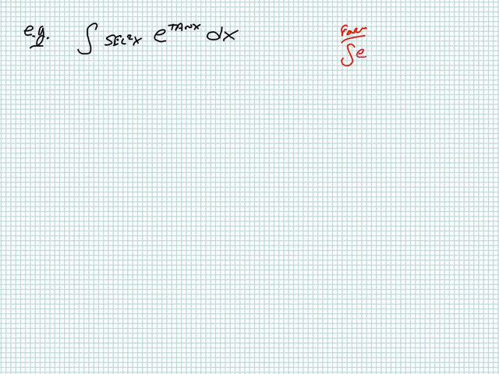The first example is let's do the integral of secant squared of x times e to the tangent of x dx. Okay, so here, if I look at this, I'm going to have the form of the integral of e to the u du, which is equal to e to the u plus c.